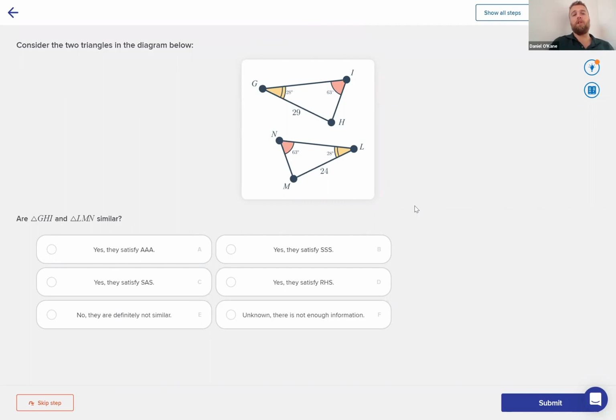Some people actually do give AAS as a test for similarity. I haven't given that to you today, but technically in a triangle, yes, AAS does give a similar triangle. And there's a very simple reason for that. It's really nothing to do with the side length. It's that with these two angles, 63 and 28, I know that's going to add to 91, and so this angle has to be 89, and it's going to be the same in both those triangles.